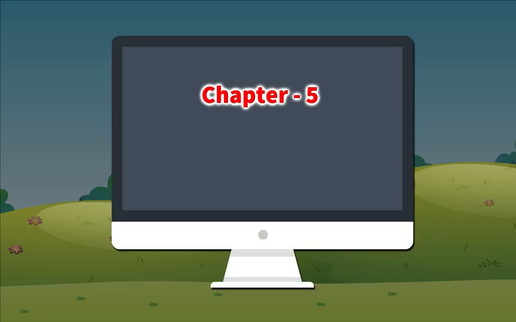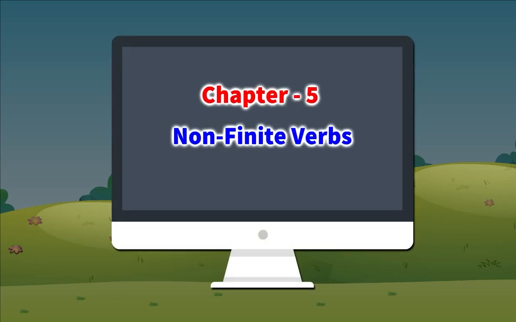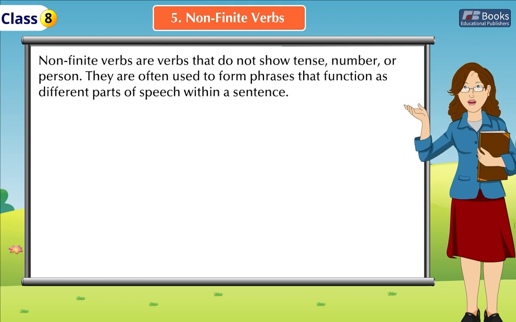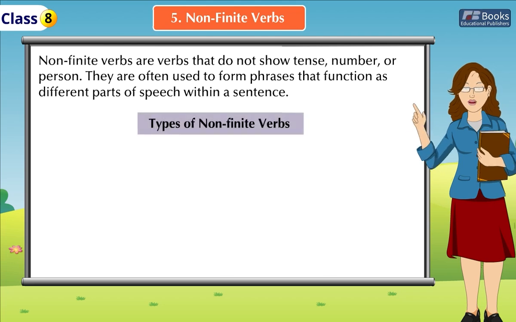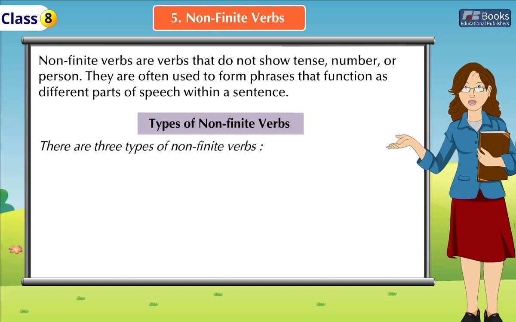Chapter 5: Non-Finite Verbs. Non-finite verbs are verbs that do not show tense, number, or person. They are often used to form phrases that function as different parts of speech within a sentence. Types of non-finite verbs. There are 3 types of non-finite verbs.